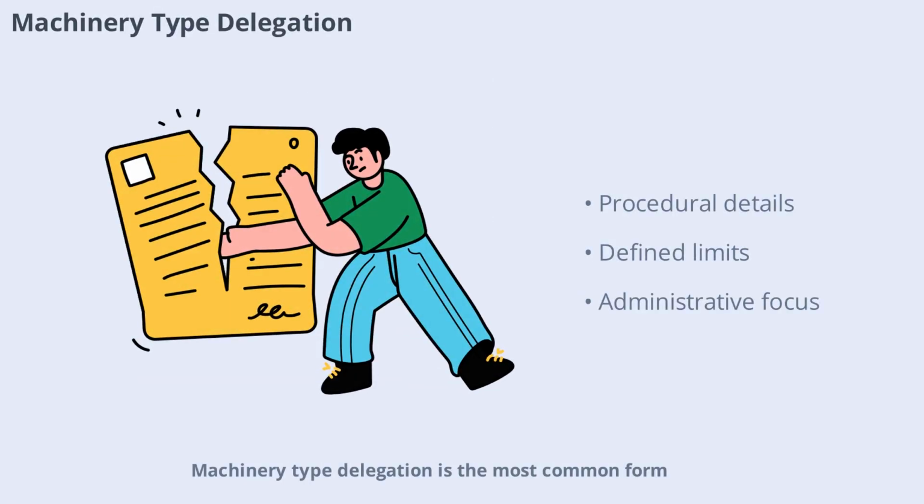Machinery-type delegation is the most common form, where the legislature delegates authority to administrative departments to manage procedural aspects like forms, publication methods, and administrative details. The limits of such delegation are clearly defined, ensuring that the executive does not overstep its bounds or alter the core principles of the law.